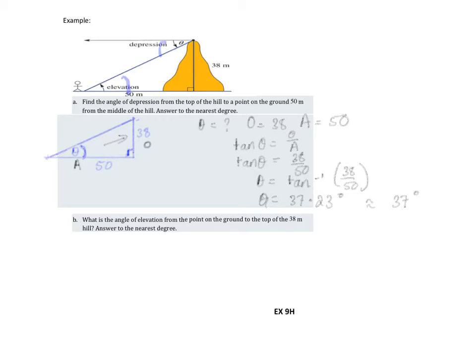In part B, the question is asking what is the angle of elevation from the point on the ground to the top of the 38 metre hill? Answer to the nearest degree. Well, there's no working out here, and we all know why, don't we? Because the angle of elevation and the angle of depression are the same thing. So because angle of elevation is equal to the angle of depression, we can say that the angle of elevation is equal to 37 degrees as well.